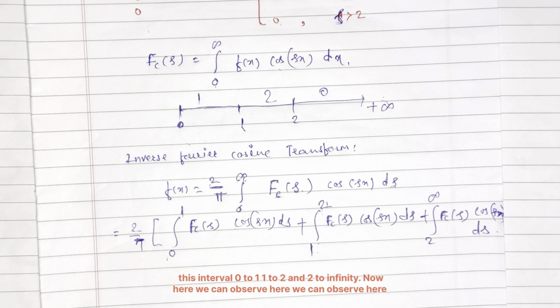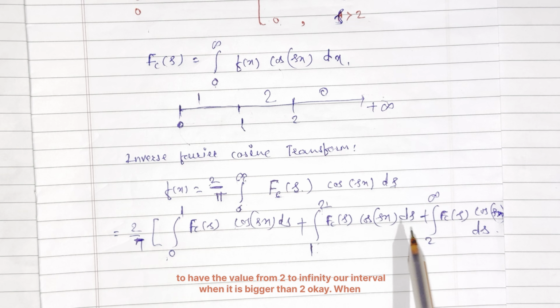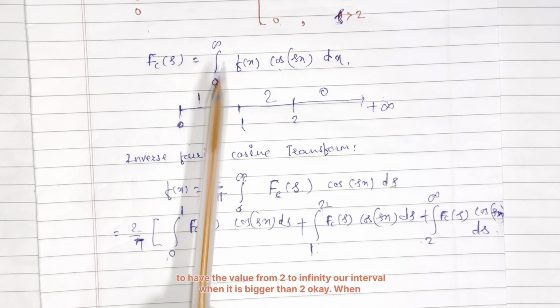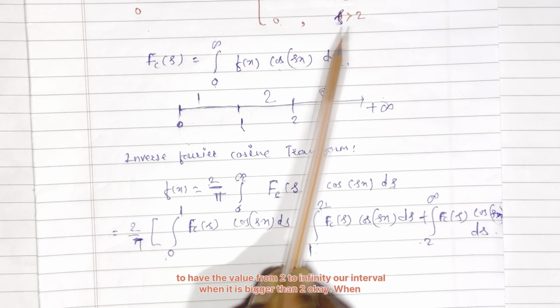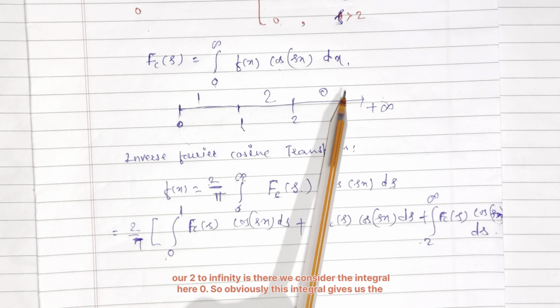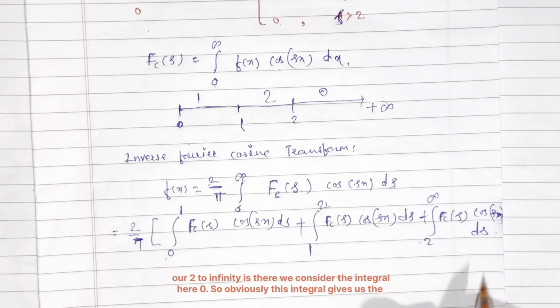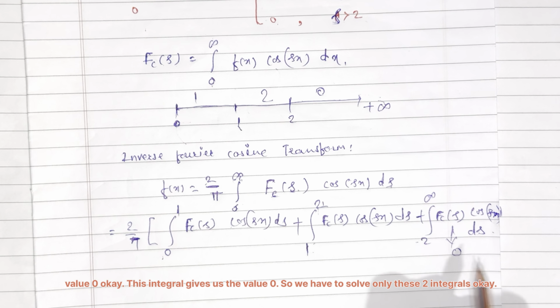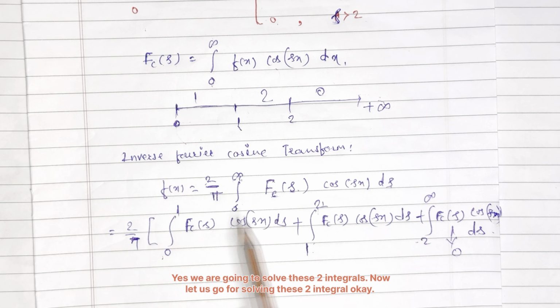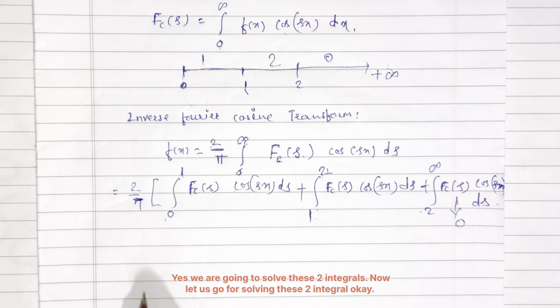Now here we can observe the value from 2 to infinity. Whenever our interval is bigger than 2, whenever 2 to infinity is there, we consider the integral here 0. So obviously this integral gives us the value 0. So we have to solve only these two integrals. Yes, we are going to solve these two integrals. Now let's go for solving these two integrals.